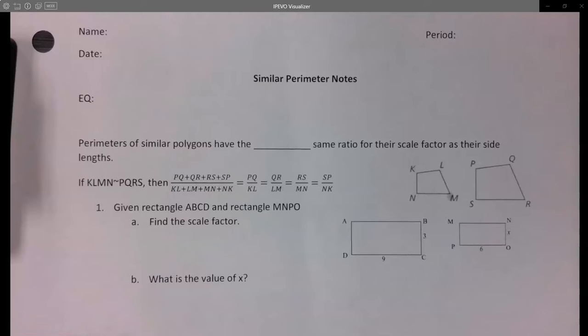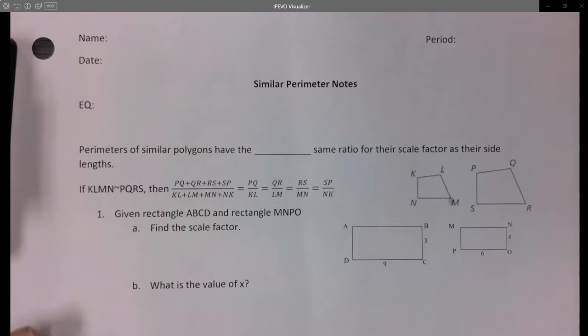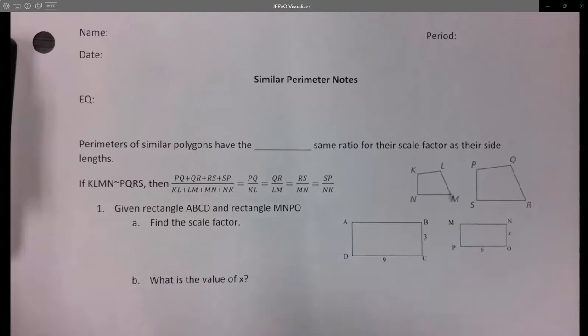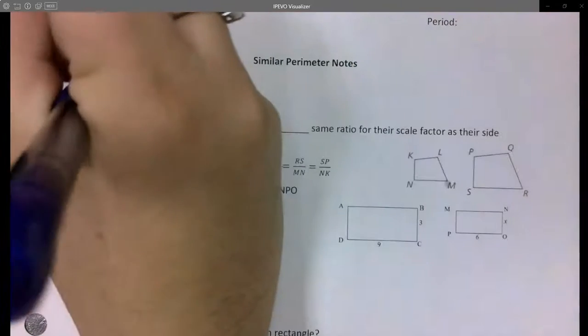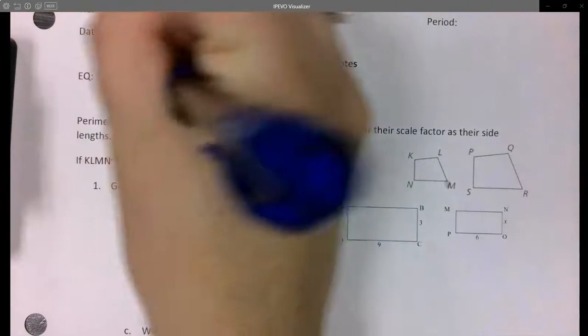So I'm not putting anything new in the grade book. You just have all this time to go back and work on old assignments. So my essential question for perimeter is, how do I find similar perimeters?